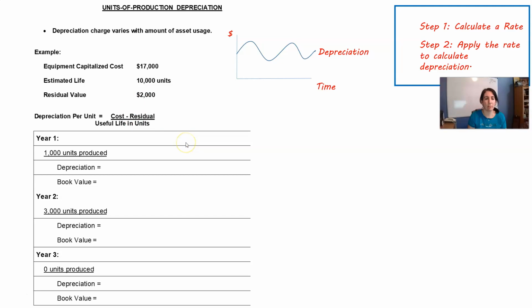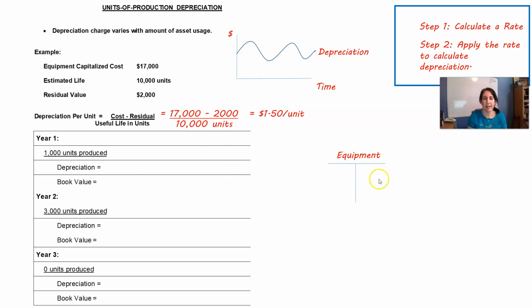All right, so here we go. We're going to throw those in there, same numerator, and over 10,000 units. This is the part where I say we calculate a rate. The rate is, oops, too far, $1.50 per unit. So for every unit that this piece of equipment produces, we're going to depreciate it for $1.50. All right, that's the rate.